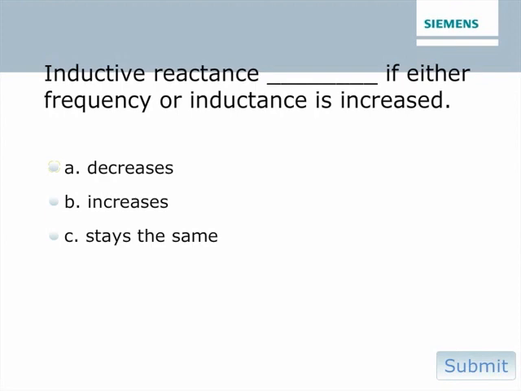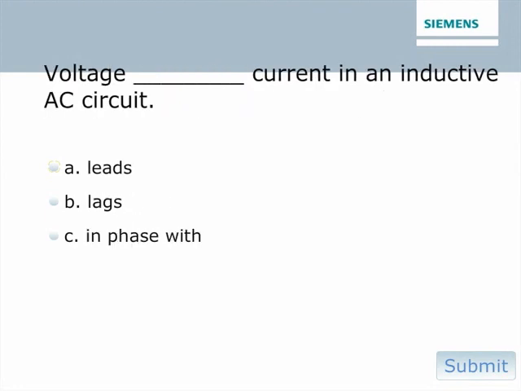Question 1. Inductive reactance blank if either frequency or inductance is increased. Is it A, decreases, B, increases, or C, stays the same? Question 2. Voltage blank current in an inductive AC circuit. Is it A, leads, B, lags, or C, in phase with?